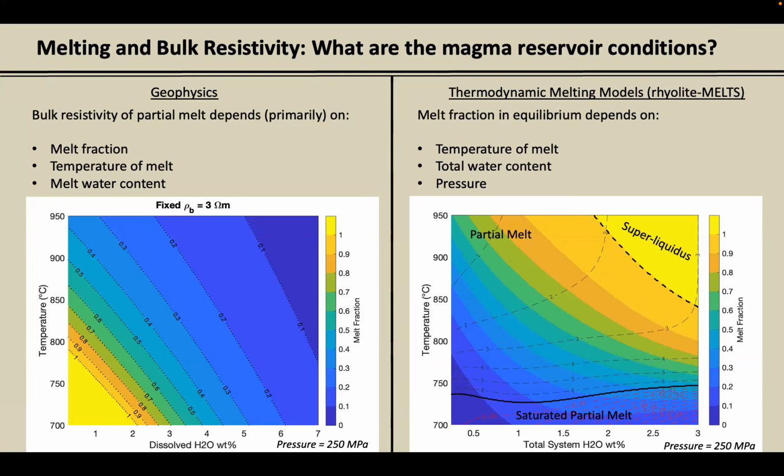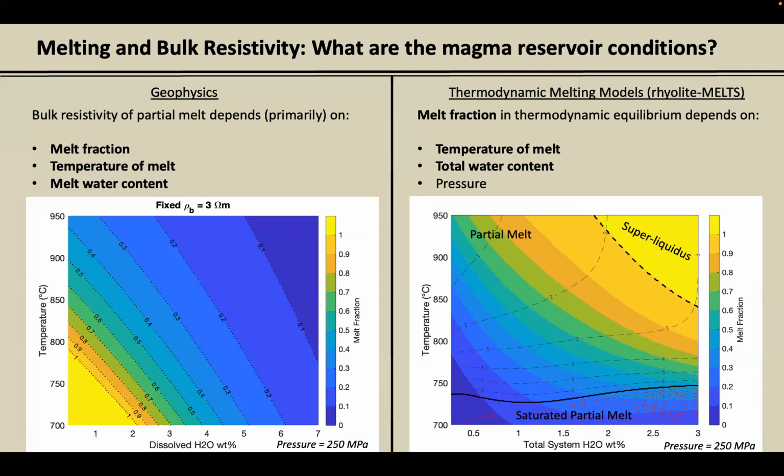You might notice some suspicious similarities between these two figures in that they have the exact same variables: melt fraction, temperature of the melt, and water content. The subtle difference is that the x-axis here is dissolved water content in the melt, whereas this is total system water content. So I'm actually plotting the dissolved water content, for which we use a simple solubility model to estimate, shown as these dashed contours on this parameter space.